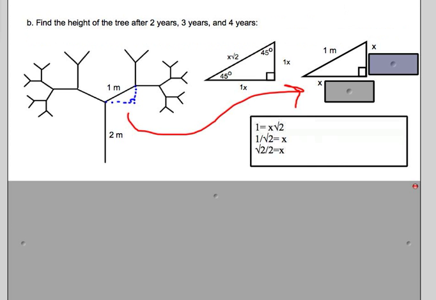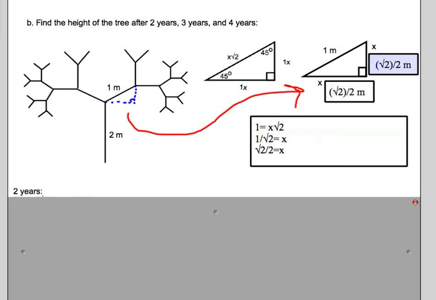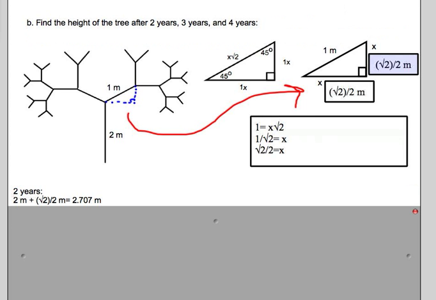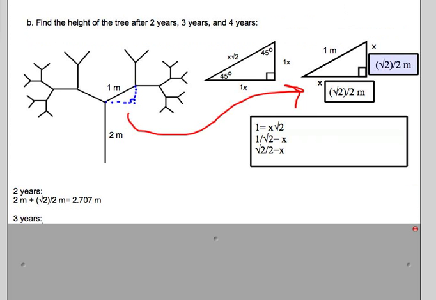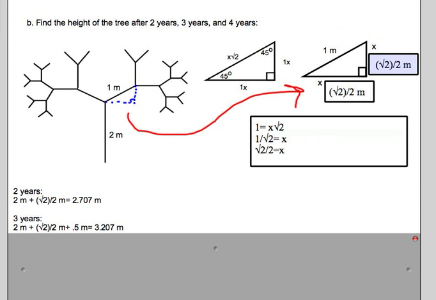So you can calculate the height of the tree over the years simply by adding its growth for each respective year. For 2 years, you need to add 2 and rad 2 over 2 to equal 2.707 meters. For 3 years, however, it gets slightly more difficult. You must find the length of the third branch in order to calculate the total height. Since r is equal to 0.5, you multiply 1 by 0.5 to get 0.5, the length of the branch grown in the third year. Therefore, you need to add 2, rad 2 over 2, and 1/2 to equal 3.207 meters.